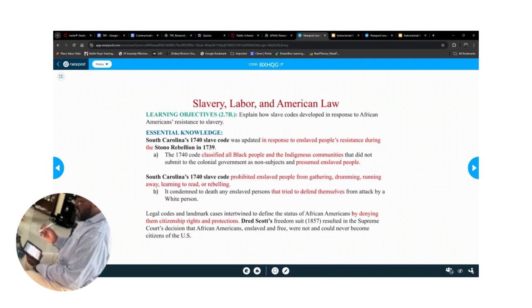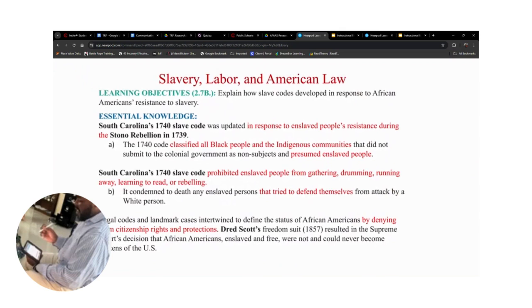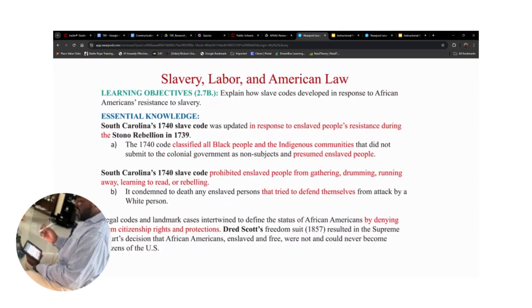Yes. Okay. Kiki, can you read the next one for me? The South Carolina, the second one? Yeah, right here. South Carolina's 1747 code prohibited enslaved people from gathering, running away, learning to read, or rebelling. Yep, keep going. It condemned to death any enslaved persons that tried to defend themselves from attack by a white person.